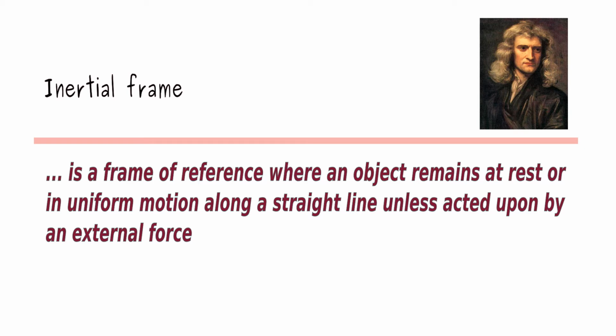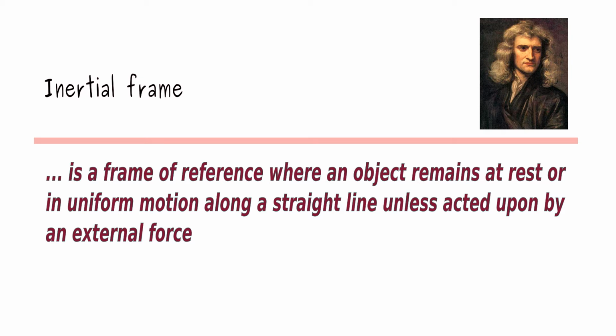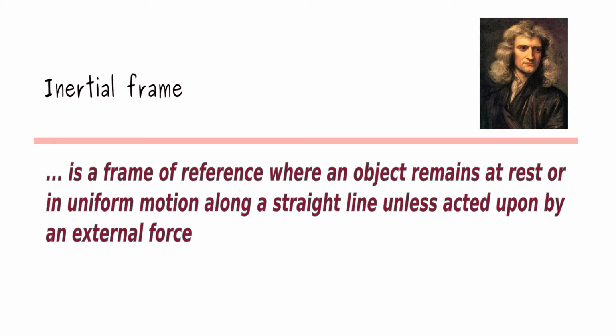So in order to appreciate it, first we must understand what one really means by an inertial frame of reference. An inertial frame is a reference frame where an object remains at rest or moves with a constant velocity unless acted upon by an external force. In other words, an inertial frame is a frame where Newton's first law of motion holds true. Further, if you find one inertial frame, any other frame which is moving with a constant velocity with respect to it is also an inertial frame.